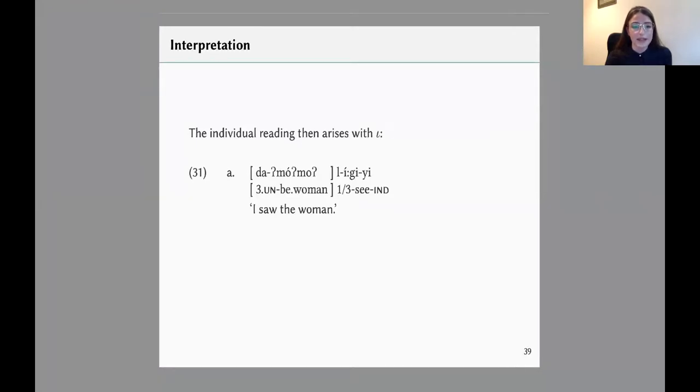So to take our woman case again, as in 31A, we'll start out with a similar syntax here, except this is not a modifier. It's the entire predicate by itself. And then after composing with a definite article, we'll get back the unique woman.